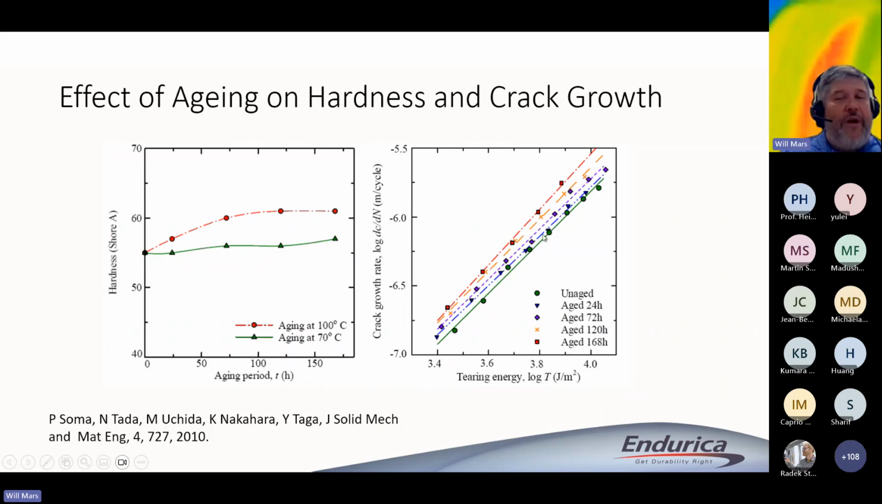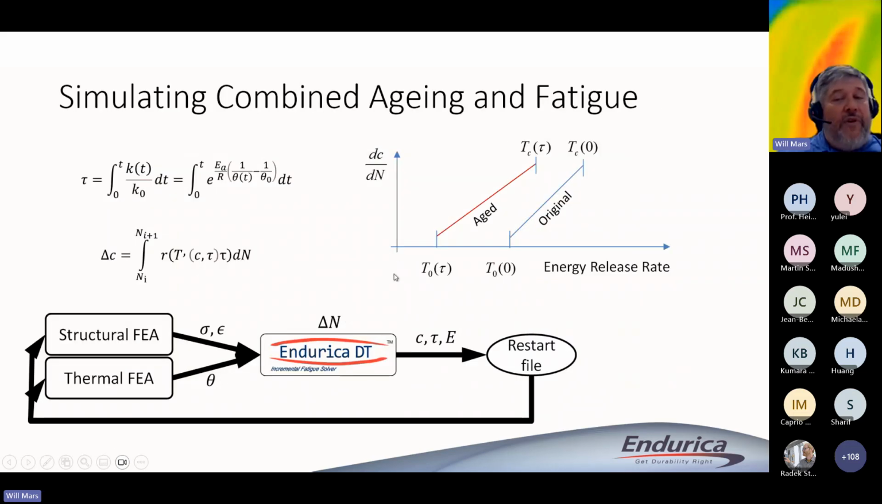We see that the fatigue crack growth rate curve itself evolves. So we can think of TC and we can think of T naught as possibly dependent on aging. If you're talking about the Endurica code, we do have procedures for modeling these effects. We use what's called an incremental fatigue solver that allows us to update the stiffness and crack growth properties as a function of time. So you tell me stress and strain, you tell me temperature, you tell me how long the increment is. We calculate a time shift factor based on the Arrhenius law. We update the crack length based on the crack growth rate law. We update the stiffness.